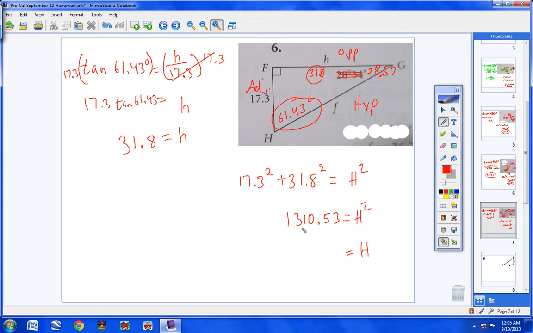36.2. And I think I used, you know what I did? I'm so sorry, guys. See this h for hypotenuse? We really should have made that an f. I'm sorry. That should be an f. It really should be. That's going to be confusing. It's an f. Because look, your hypotenuse is f, so I should have used f, and I apologize. Anyways, you will get 36.2. There we go. And that's for f.